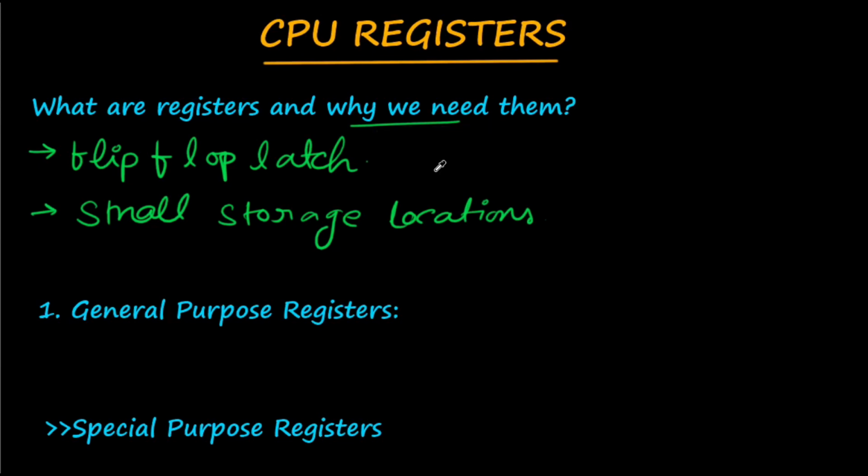See what the CPU actually does. The CPU executes programs. Suppose it wants to add two numbers. Suppose I say 10 plus 20 is equal to 30. The CPU needs to remember what it is actually adding, meaning it needs to store this 10 and 20 somewhere inside. Only then can it do the addition operation inside the ALU. This is very common sense, right? So to store the numbers 10 and 20, we need some storage locations. What are those storage locations? These storage locations are nothing but CPU registers.